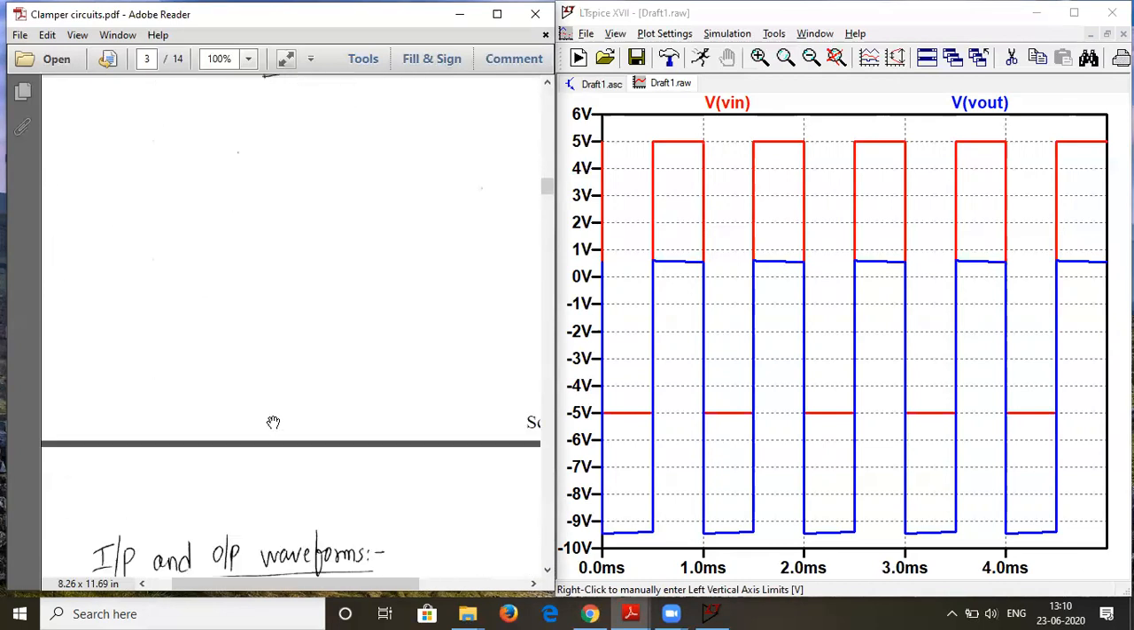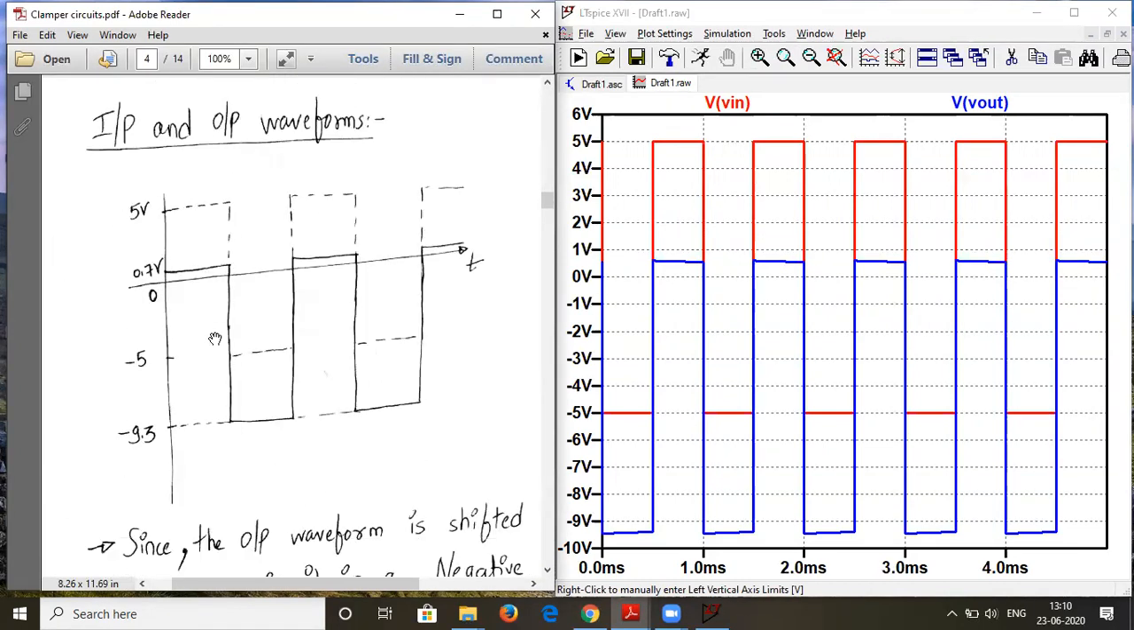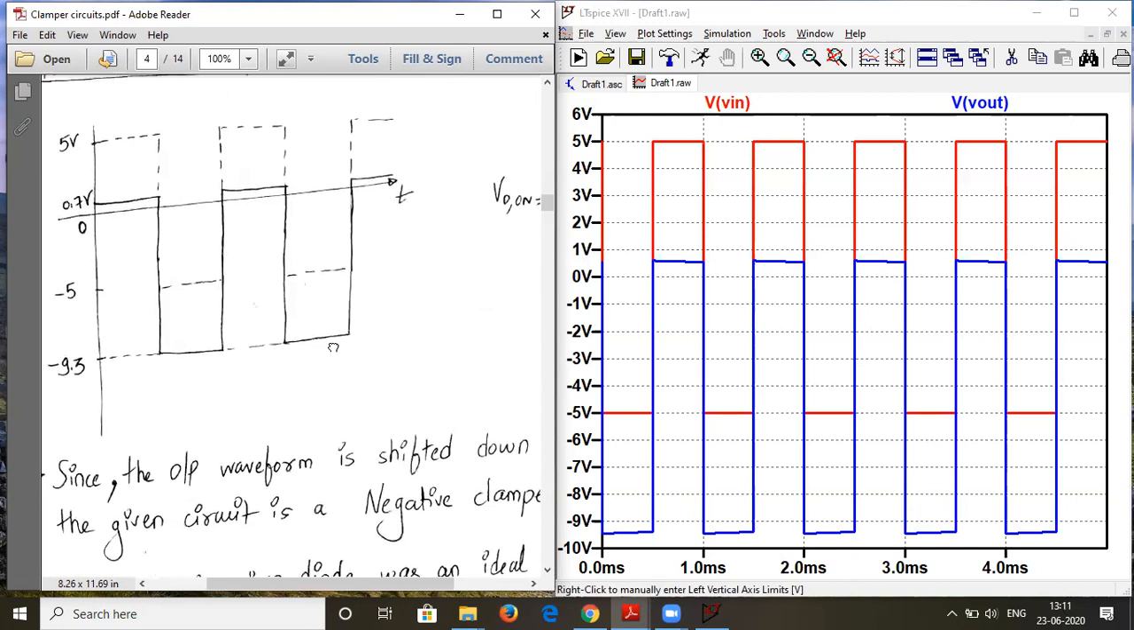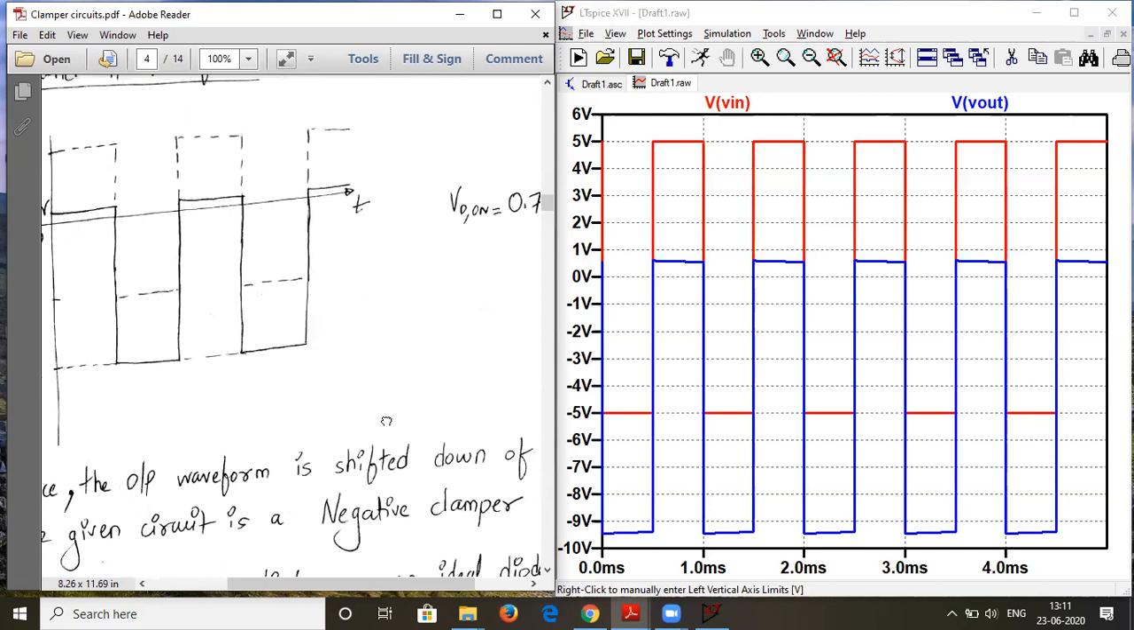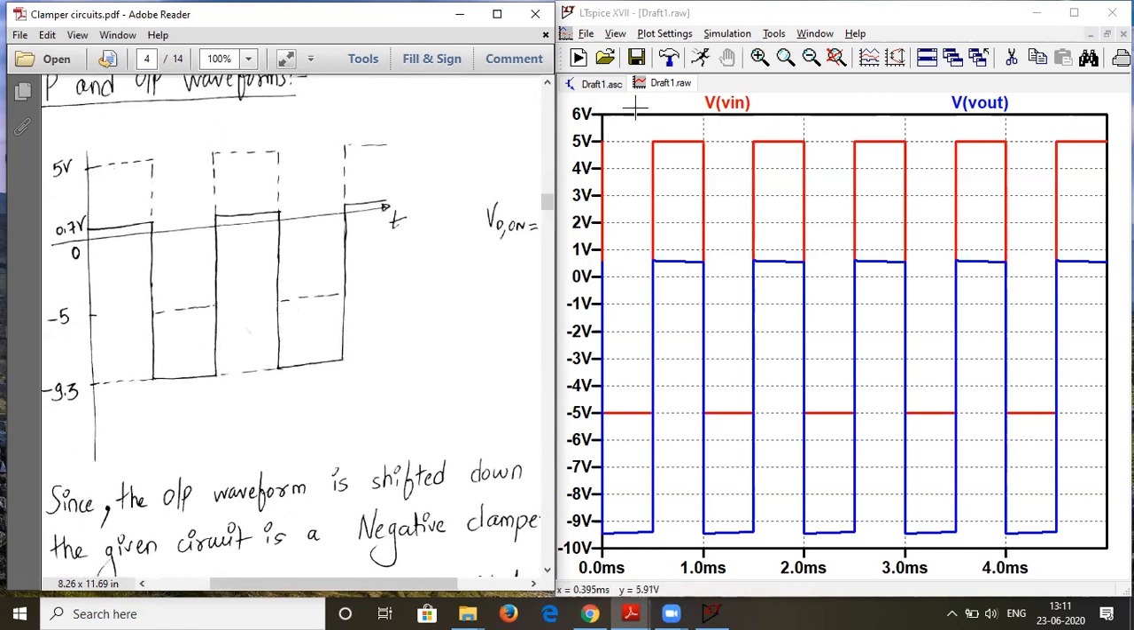The entire waveform, as you can see, the dotted line is my input and my black line is my output. So the entire waveform over here has shifted down by that clamping level. Similarly over here, practically the VD on is slightly differing. It is around 0.575, so hence the V out level will also be slightly different. In the clamper circuit, the entire waveform is shifted down. Hence this is called a negative clamper.